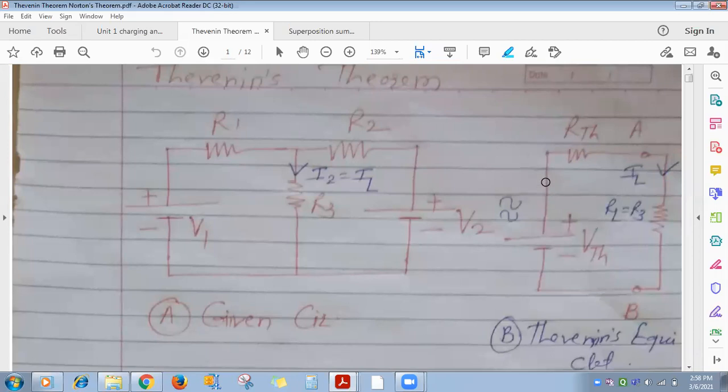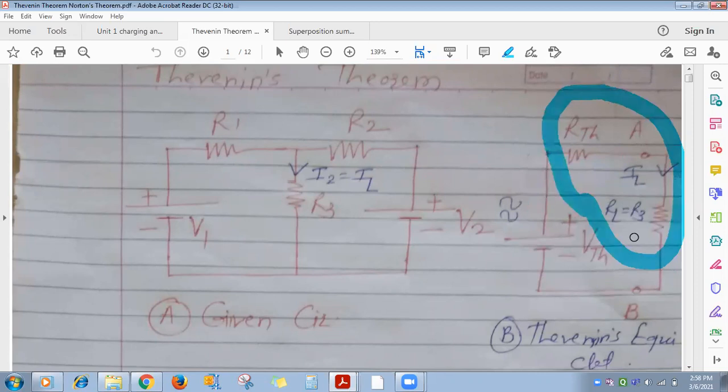IL will start from the positive terminal of the battery. It will flow through RTH also, and it will return back to VTH. What about the current flowing through RTH and RL, are they same or different? Same. Same means how? RTH and RL are connected in series. Okay, so what will be the formula for IL? IL is equal to what?